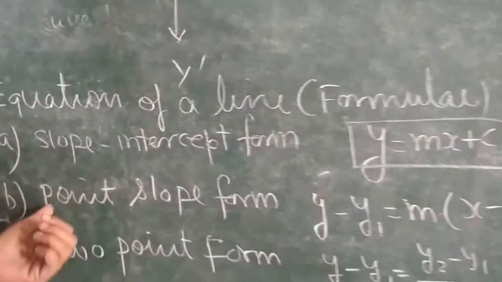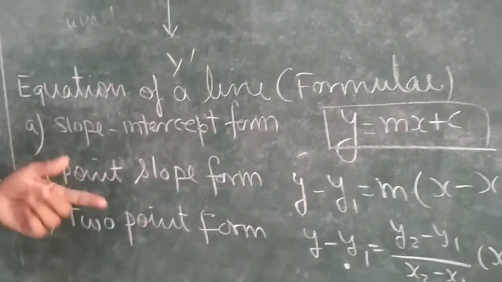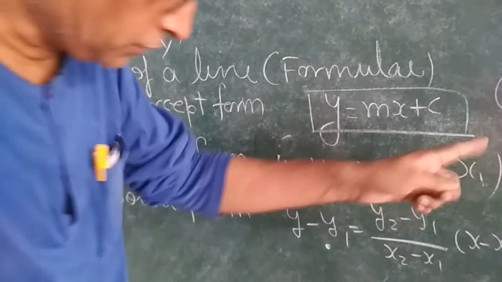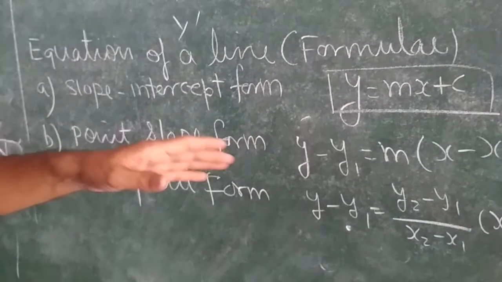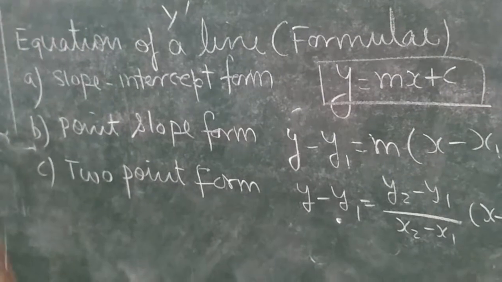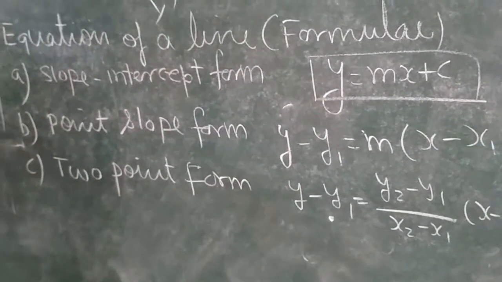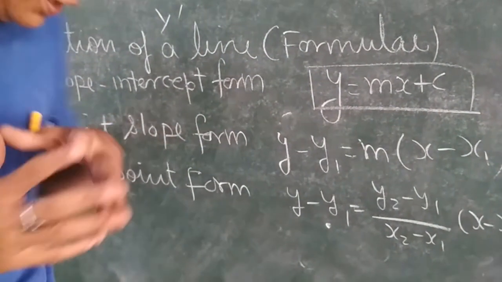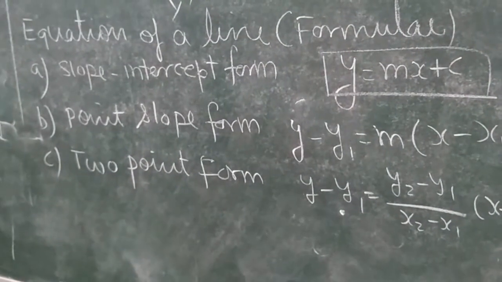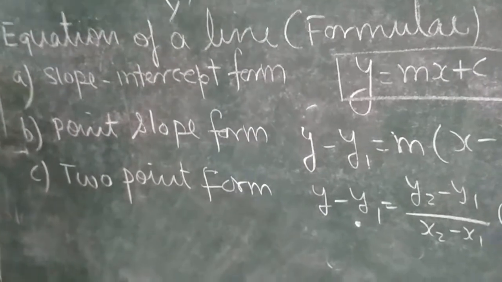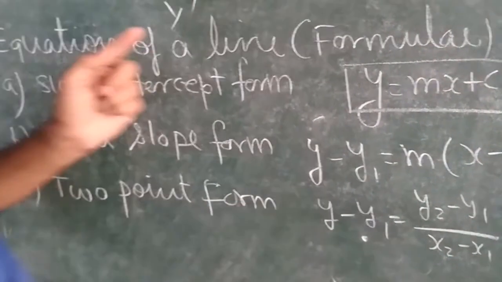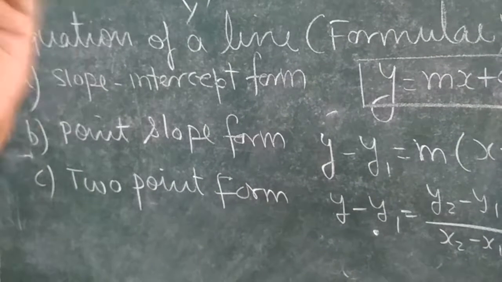Now second form, point slope form: y minus y1 equal to m(x minus x1). These are the formulae which you have to apply to find the equation of the given line under given conditions. So please make all the points clear: in which condition, which formula you have to use.